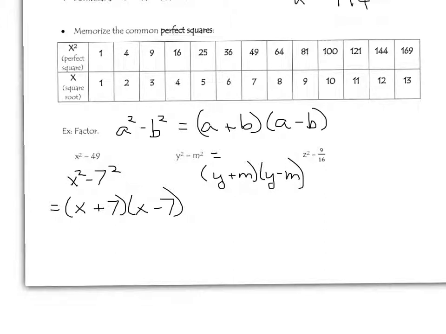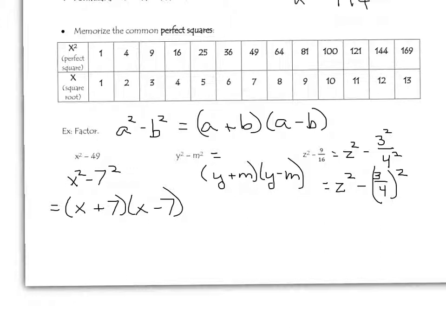On the last one we have z squared minus 9/16. And we need to ask, is 9/16 a perfect square? The way you ask that is you look at the numerator and say, is 9 a perfect square? Well, here's 9. It's a perfect square of 3. Is 16 a perfect square? Here's 16. It's the perfect square of 4. So let's rewrite this as z squared minus 3 squared, because that's 9, over 4 squared, because that's 16. And if you remember from your exponent rules, that's equal to z squared minus 3/4, all of that squared.